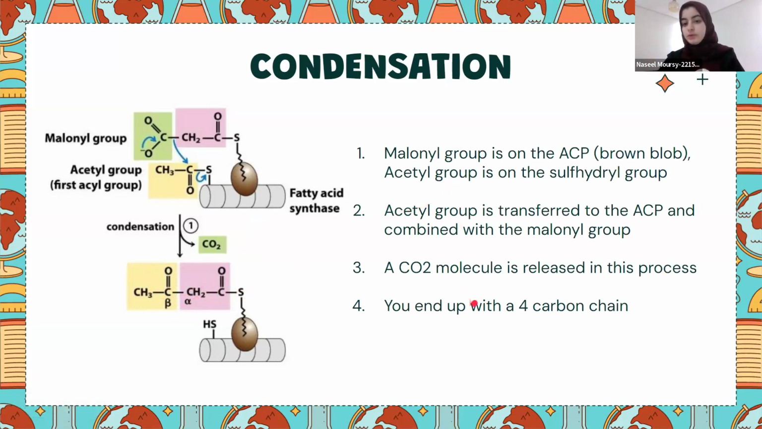So this is in written form. The malonyl group is on the ACP end, or the brown blob, and the acetyl group is on the sulfhydryl group. Then this acetyl group is transferred to the ACP and it combines to the malonyl group. However, during this, you lose one carbon dioxide molecule, and so you end up with a 4-carbon chain. So, is condensation clear?